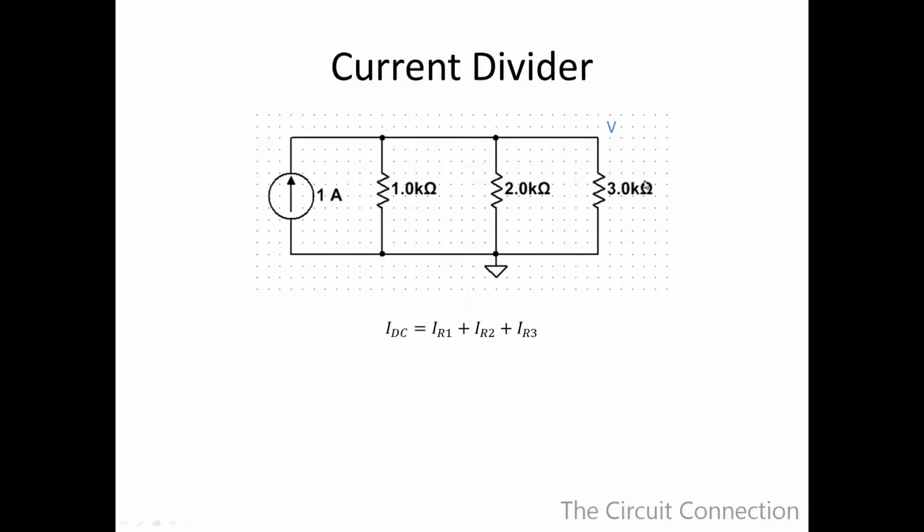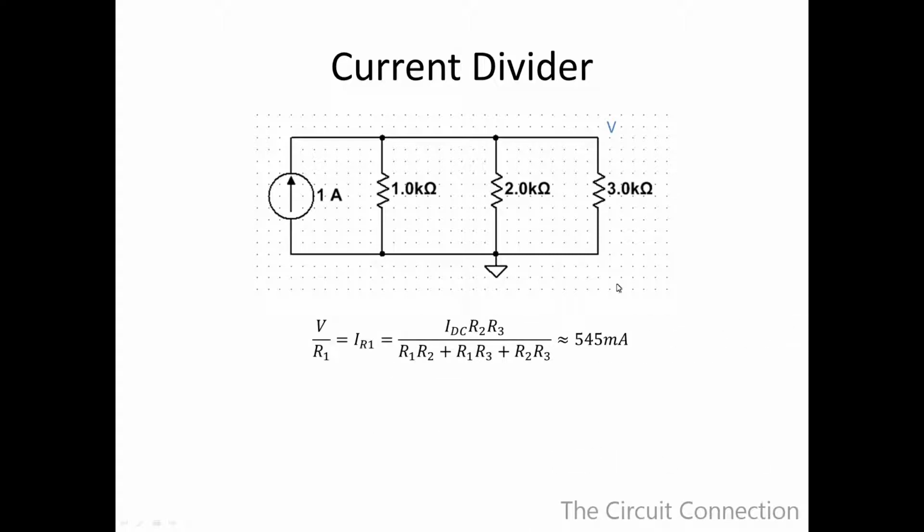And then when we use the fact that V is common to all of these branches, then we can break it into components. And we have this expression with IDC equals V over R1 plus V over R2 plus V over R3. Next, we will isolate V and have this expression where we have IDC times R1 R2 R3 divided by R1 R2 plus R1 R3 plus R2 R3.